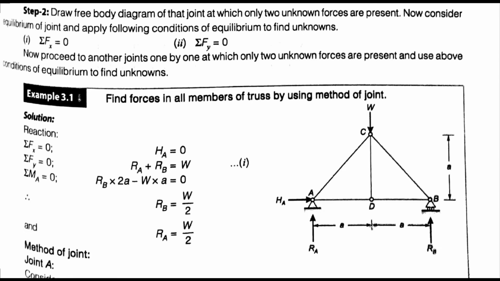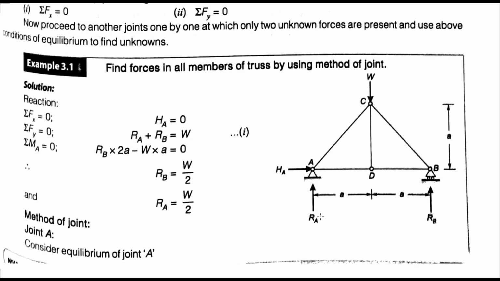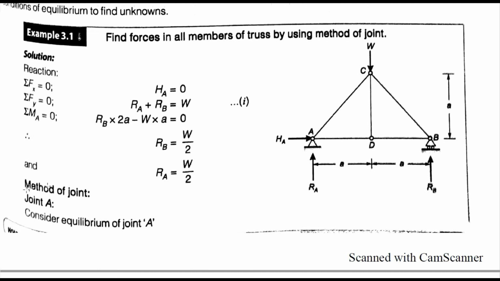into A plus A, that is 2A, minus W into A is equal to 0. So RB into 2A minus W into A is equal to 0. So here RB is equal to W by 2, and from the first equation RA is equal to W by 2. Okay, so we have the RA and RB values. Now we need to find the forces in every member.